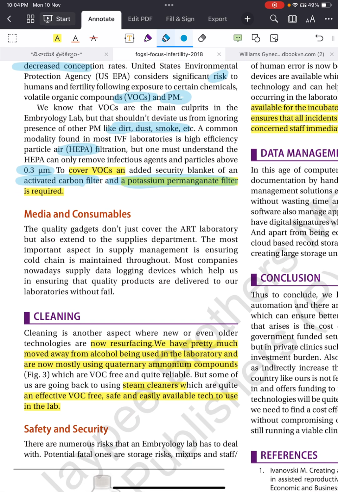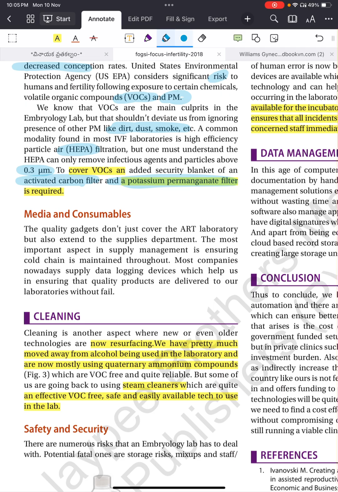Media and consumables. Quality gadgets don't just cover the ART laboratory, but also extend to the supply department. So high quality gadgets should be available. So all the things I told you about temperature, pH, environment, osmolality, okay, these things. How to clean these things, how to clean the gadgets.